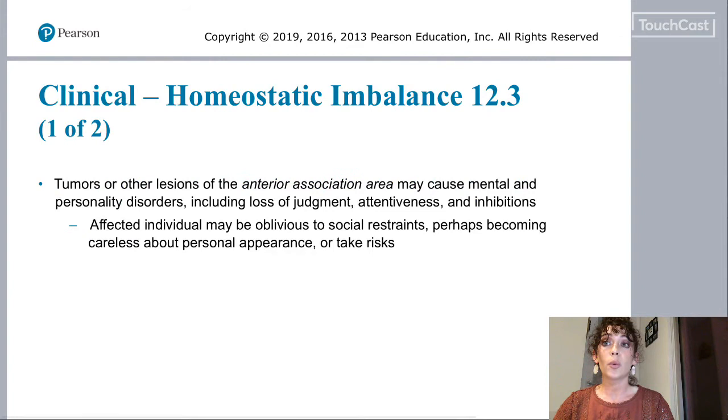Okay, so interestingly, tumors or other lesions on our anterior association area can cause mental and personality disorders, including loss of judgment, attentiveness, having zero inhibitions or not caring what people think. An affected individual can be completely oblivious to social norms. Perhaps they don't really care about how they appear. Maybe they engage in riskier behavior.